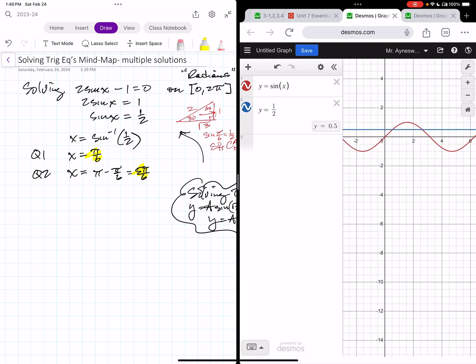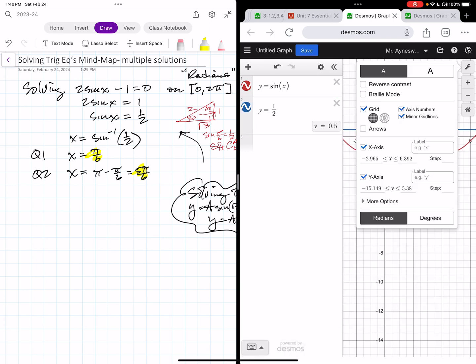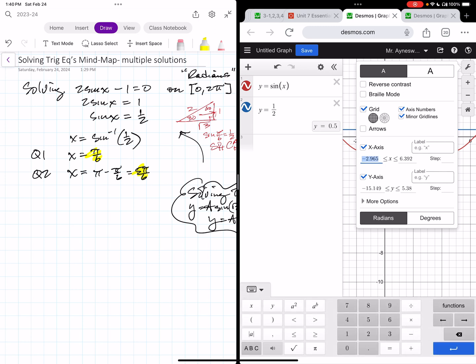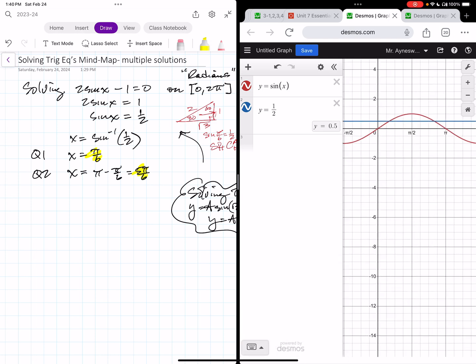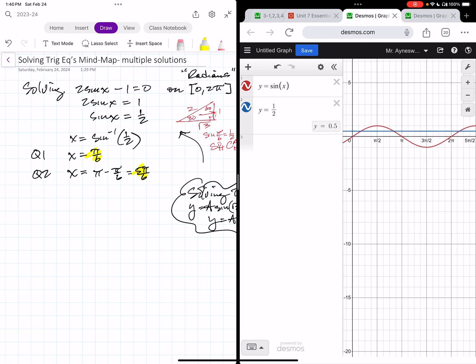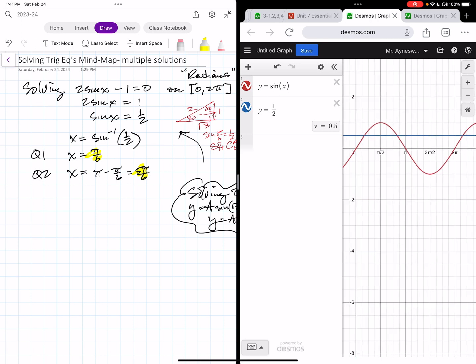Okay, now you can't really see the solutions here, so click on the wrench and let's adjust the x-axis from 0 to 2 pi. I've done this in class with you guys too. And let's put a step at pi/2. So put your step at pi divided by 2. And then you go back here. And then you can see that this function intersects the graph at pi/6 and 5 pi/6. Look at that. So you can check your work.